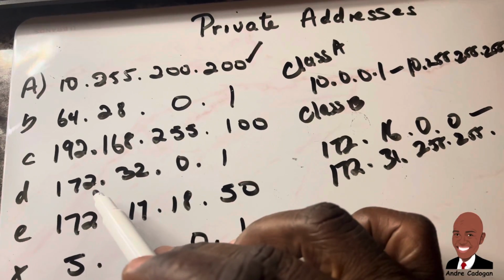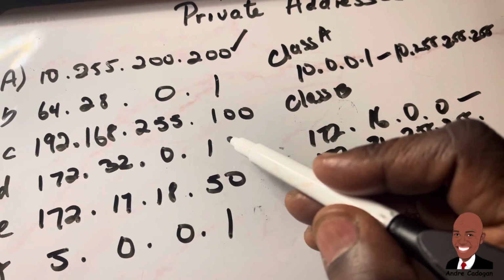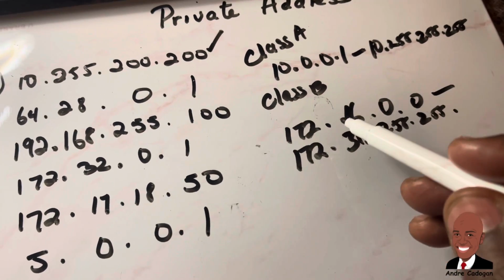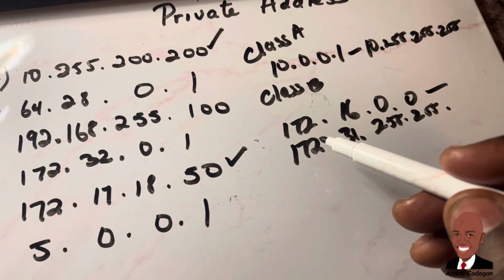this is not considered a private address because this starts at 32. So this one here, if you select this one, you're going to be wrong. But this is considered a private address because it's within the range of Class B. So this is another private address too that we could identify.